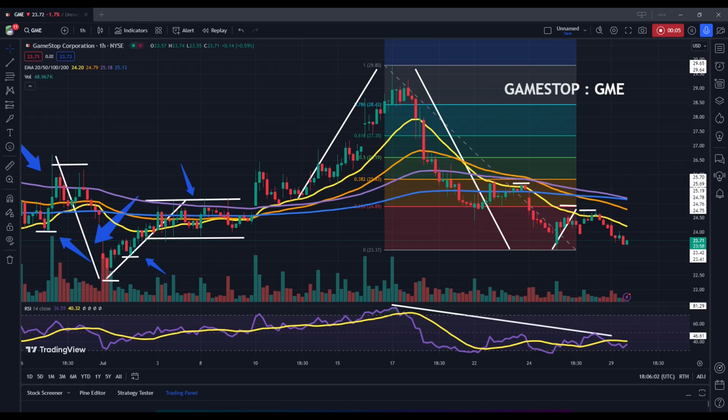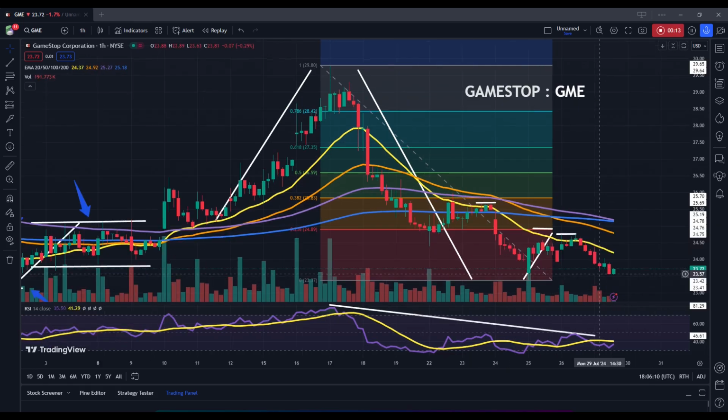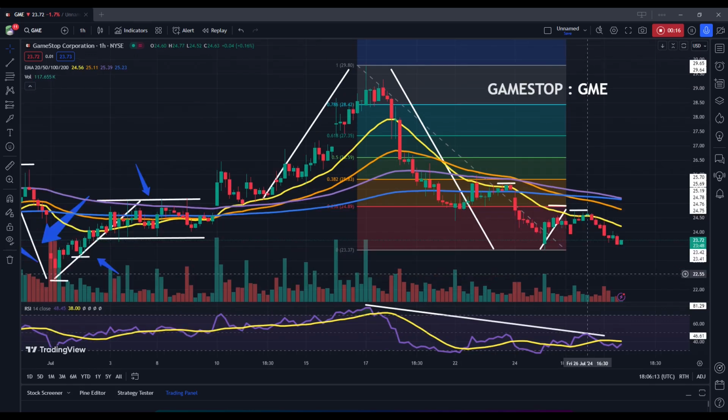Here's the hourly price chart for GameStop Corporation, stock ticker GME. As we can see here, the stock is coming under a bit of selling pressure to start the trading week. This is a fairly widespread occurrence in the market. I've covered several videos at this point for today's trading session, and what we've been seeing as a whole has been a bit of a pop to the top side in the early parts of the trading day.